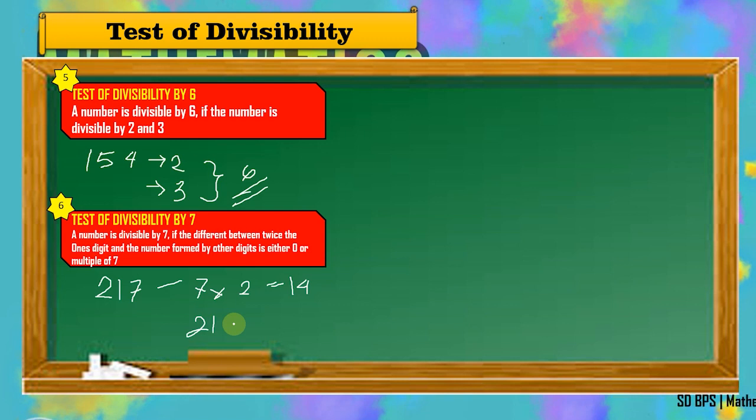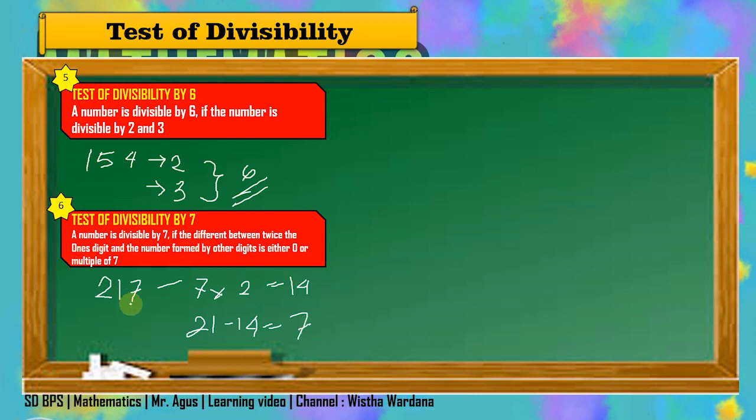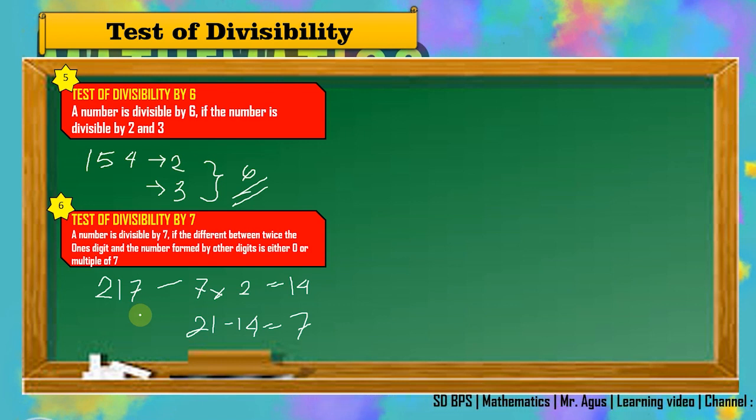So if you want to check whether 217 is divisible by 7 or not, you have to find the difference of them. You subtract 14 from 21 and you get 7 here. If you get 7 or 0, it means the number given is divisible by 7. So in this case 217 is divisible by 7.